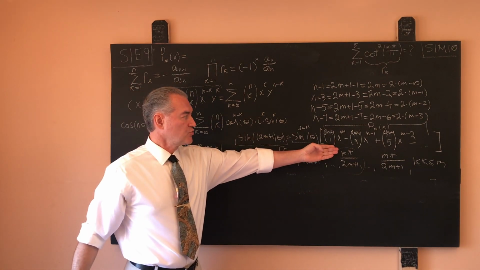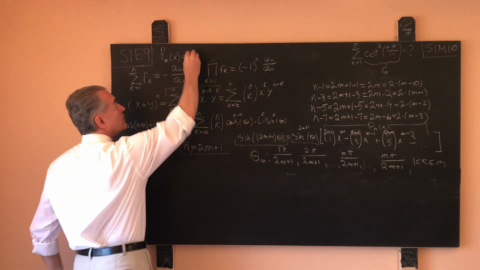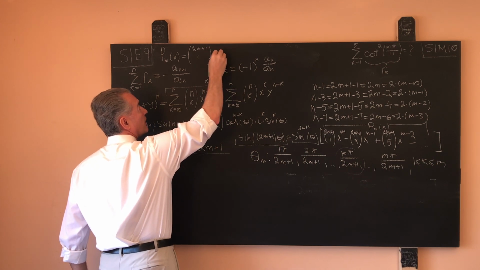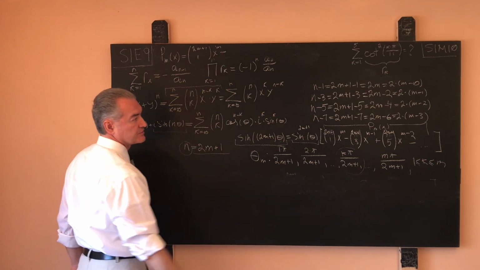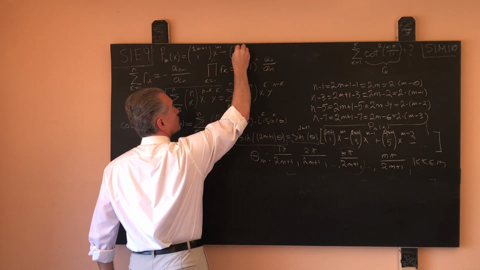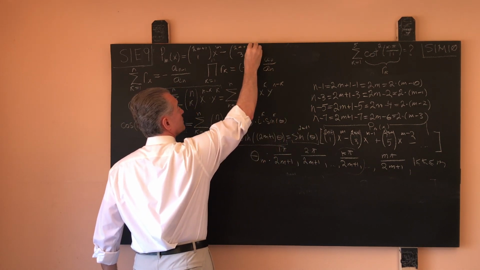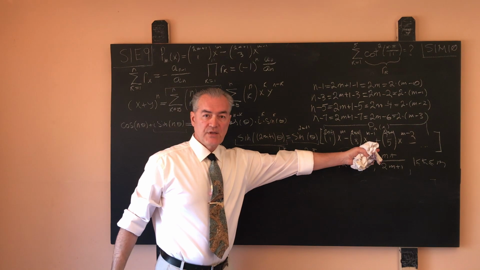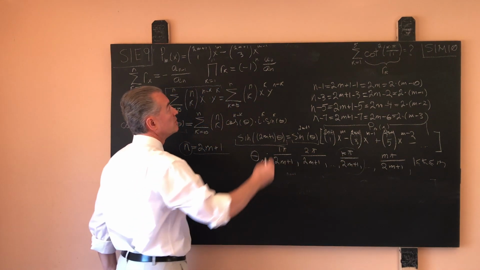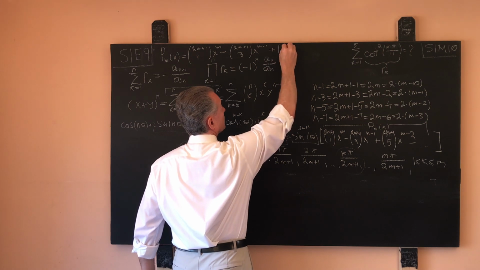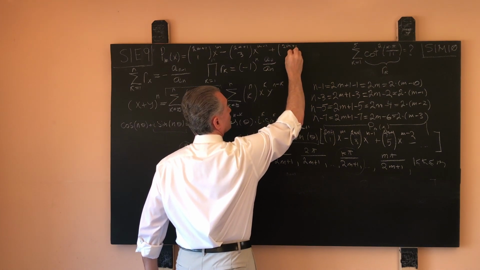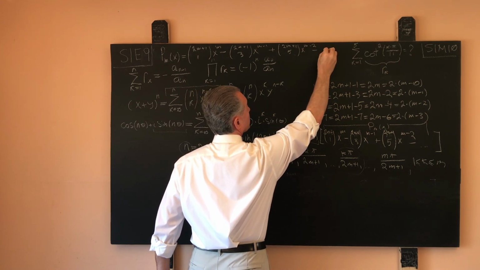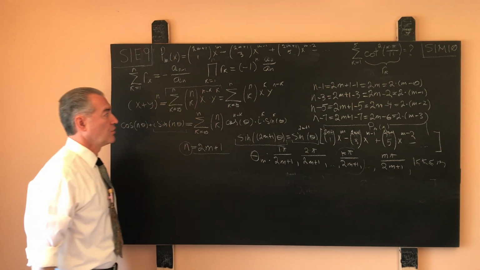The first binomial coefficient will be 2m plus 1 choose 1, x to the power of m, minus the binomial coefficient 2m plus 1 choose 3, x to the power of m minus 1. The next summand in this polynomial will be plus 2m plus 1 choose 5, x to the power of m minus 2, minus, and so on.